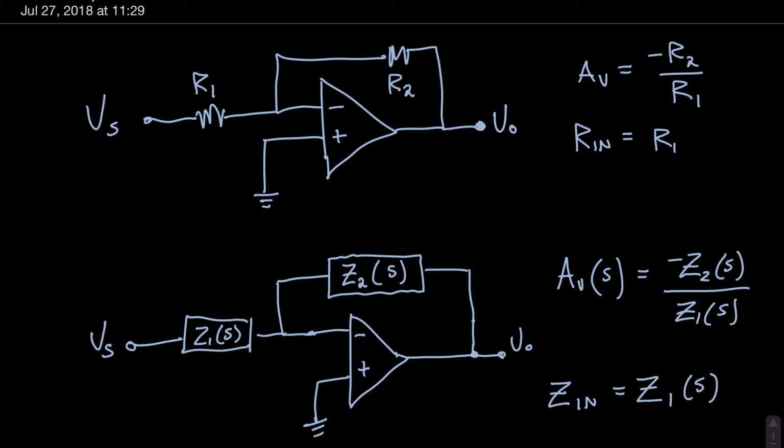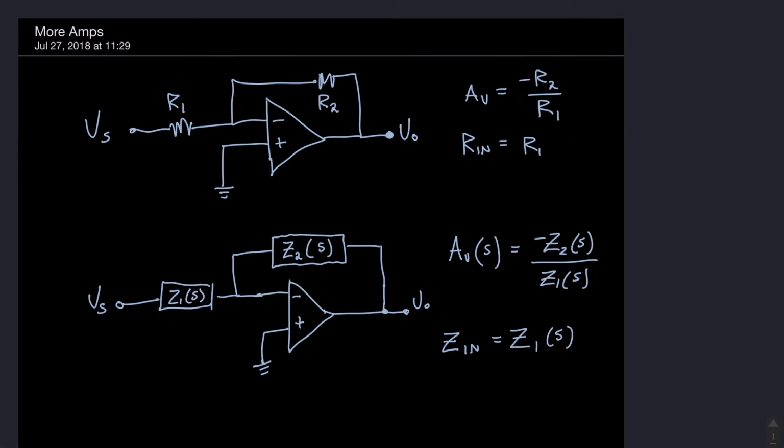And the good thing about all this is, if we're looking at this in the S domain or in the j omega Fourier domain, the circuit analysis doesn't change that much, even though we're dealing with things that are a little more complex.